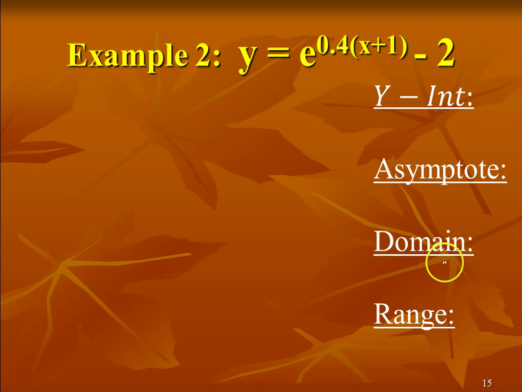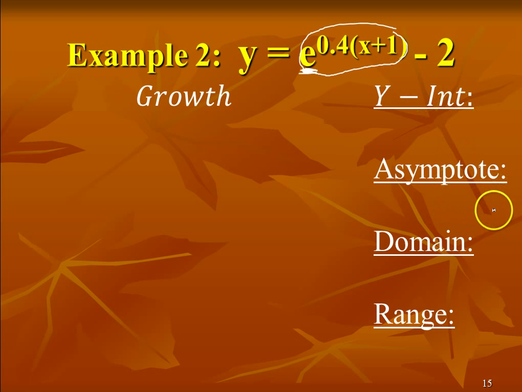Okay, let's look at our next one. Growth or decay? Well, here's my b, attached to the power. There's no negatives up here. Remember, e is just 2.718, so therefore this is a growth. Okay, and if you haven't yet, again, start typing it in. E to a power of 0.4x plus 1, minus 2.